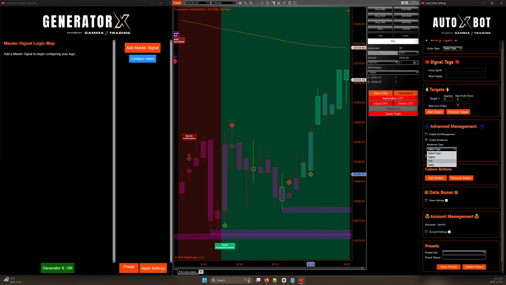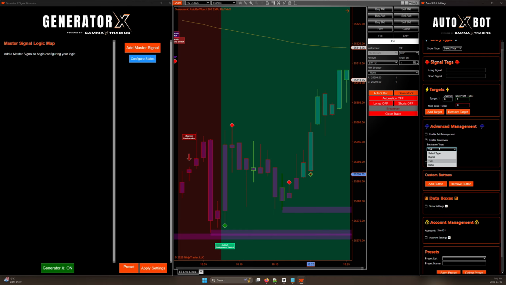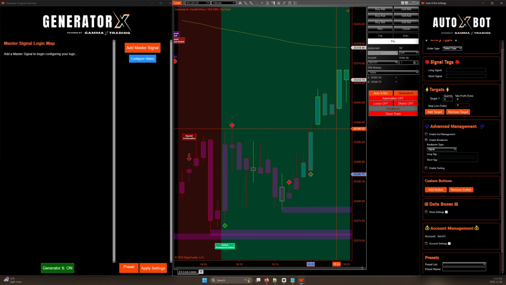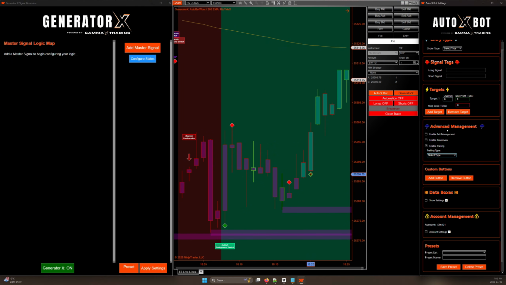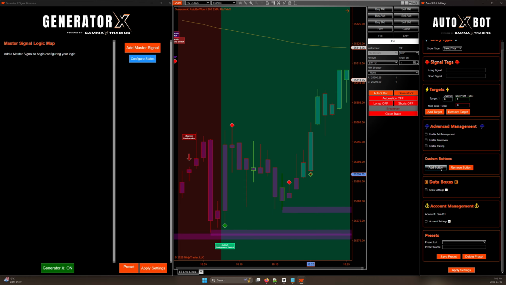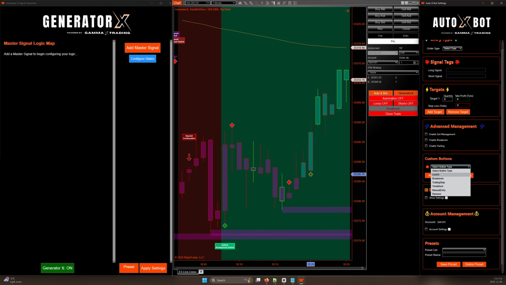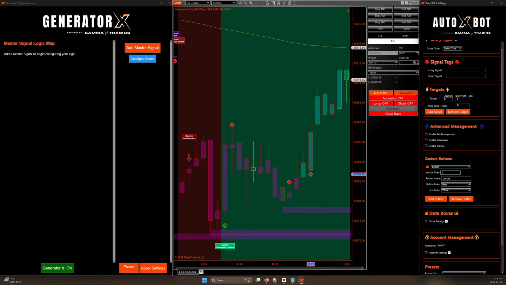Similar stuff for the break even. You can break even a certain amount of ticks, or if you get a signal, you can set it to break even. Same thing for trailing, and you can stack these. You can use them together. We got custom buttons. You can do a lock-in button, which will allow you to lock in ticks, so maybe 5 ticks. If you want to move your stop closer by 5 ticks, the button will go on the chart.